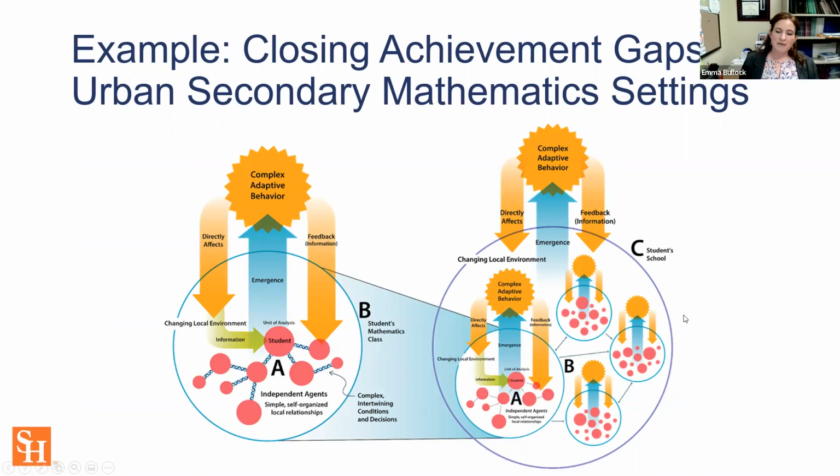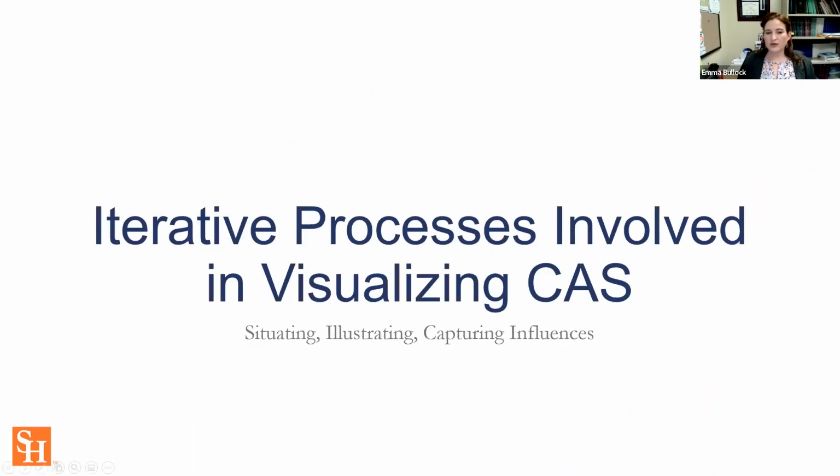So that part is, I think, a part that our field so far does well at being able to articulate or visualize. But now we want to take this starting point and rigorously justify what kinds of influences we should be considering in our research designs. So that's where we come to this iterative process that I'm about to introduce, involved in visualizing complex adaptive systems. And it basically comes down to three iterative processes: situating, illustrating, and capturing influences.